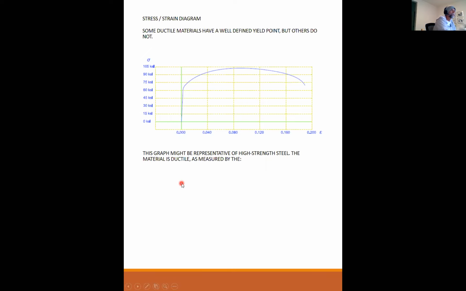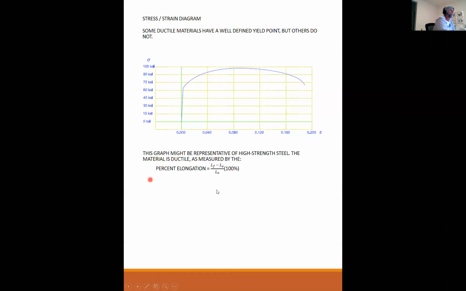So why is it ductile? Well, its ductility is in that it has strained so far before it fractured. That's the ductility. But we still have to have some way to define what the yield was if we don't have a well-defined yield plateau. So first of all, the material is ductile as measured by the percent elongation. Percent elongation is the final length minus the original length of your sample divided by the original length times 100%.